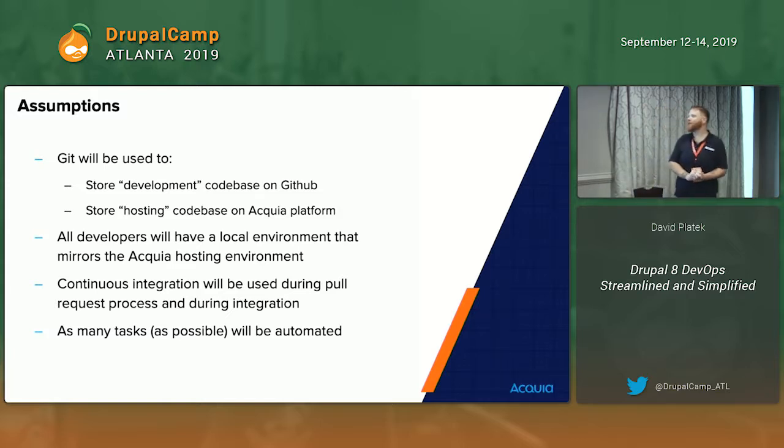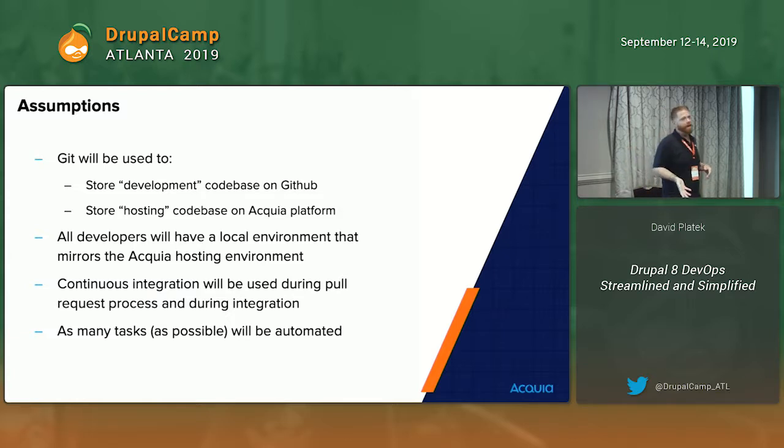So we're also going to assume that all developers have a local environment that mirrors the Acquia hosting environment, really any hosting environment. You want complete parity. And this isn't necessarily just a LAMP stack and just resources. I don't necessarily need the same amount of resources available to my local development environment that I do in my production environment. But if I'm using other tools like, let's say, Solr, I need to make sure that my entire local development environment uses all of that, right?